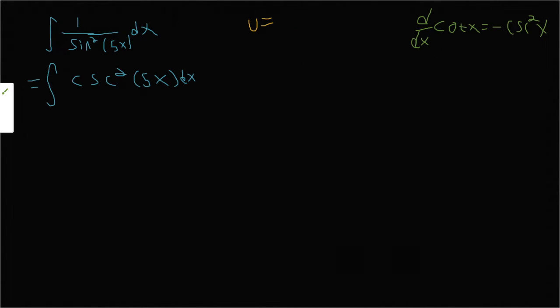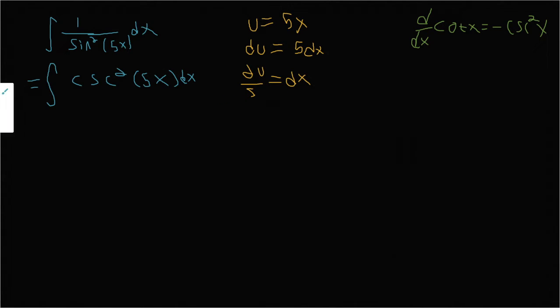So we're going to say u is going to be the inside, which is 5x. du is 5 dx. But we do not have 5 dx's, so we're going to say du over 5 is equal to dx. I'm going to erase this and write a better 5. du over 5.